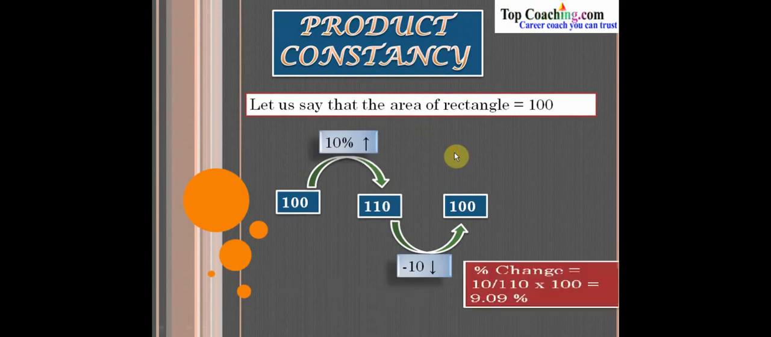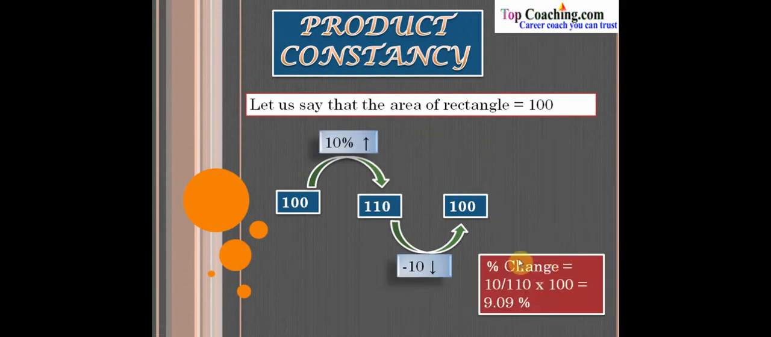Now we see that this part which brings back 110 to 100 is because of the change in the breadth. And so we can say that the percentage change would be, the change is 10, we have reduced it by 10 divided by 110. Now why have we taken 110? Because the base here is 110. We are actually subtracting 10 from 110. So the base would be 110 into 100 and this gives the value as 9.09% approximately. So the breadth of the rectangle should decrease by 9.09% so that the area of the rectangle remains constant.